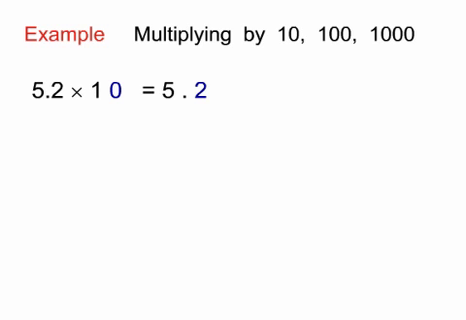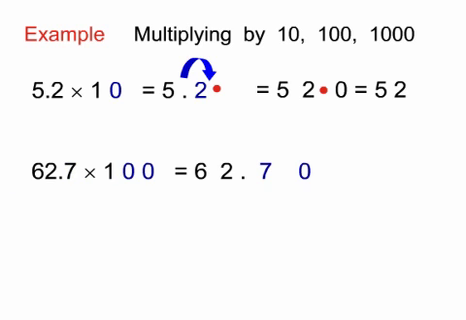When we multiply by 10, notice that we have one zero. And when you multiply by 10, you simply move the decimal point one place to the right. In other words, 5.2 times 10 becomes 52.0, or just 52. In other words, the rule is move the decimal point one place to the right for each zero.